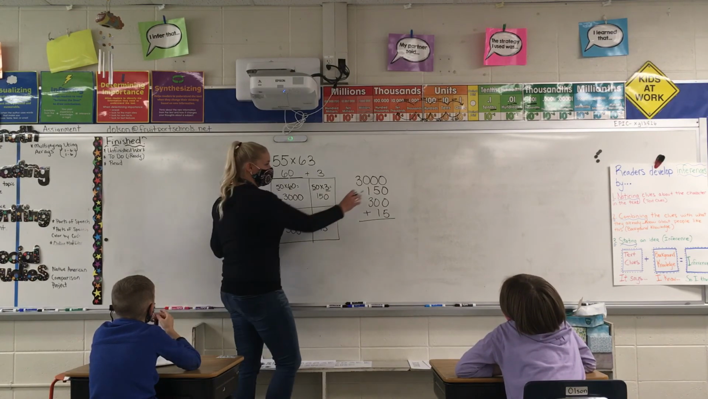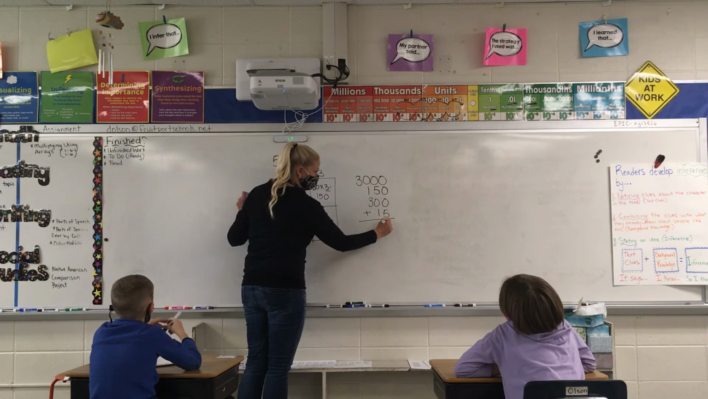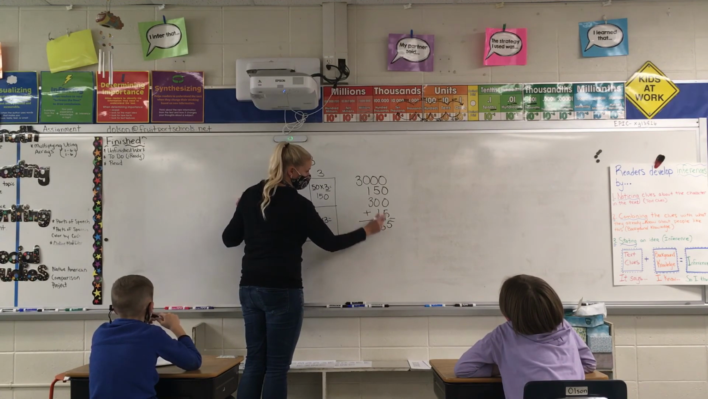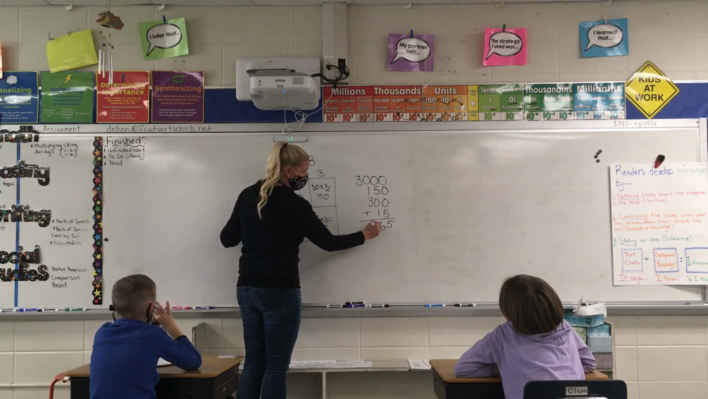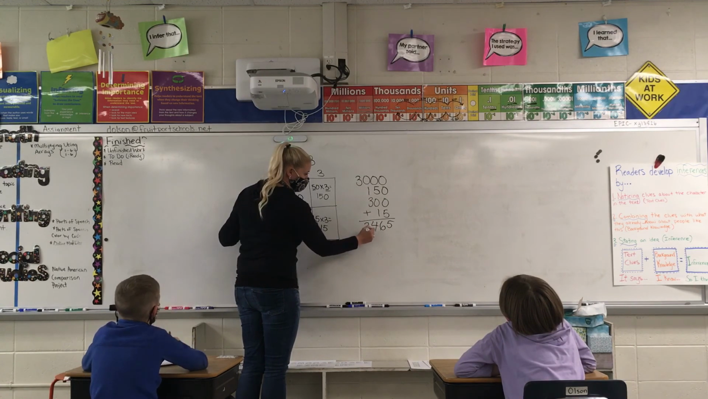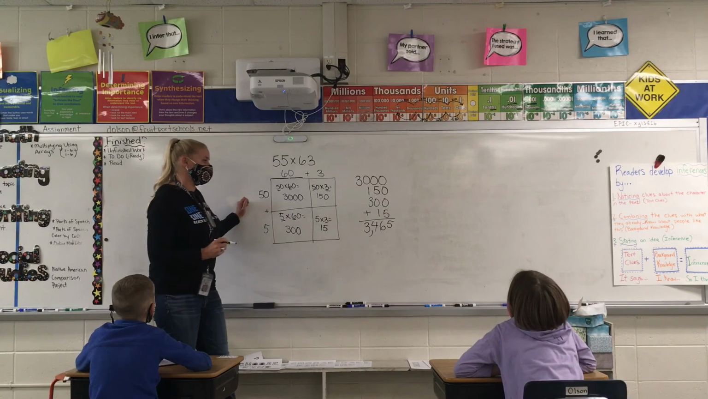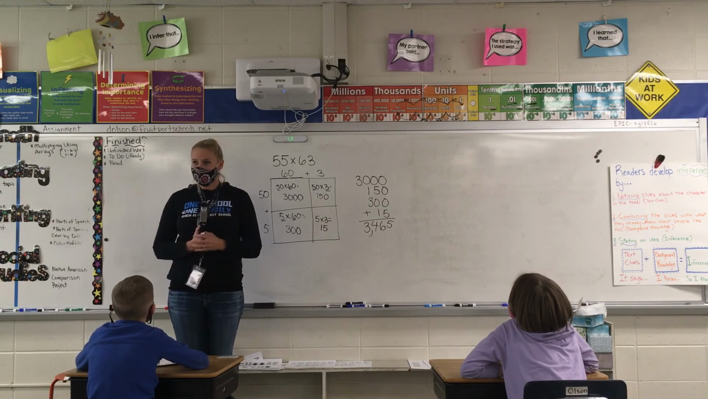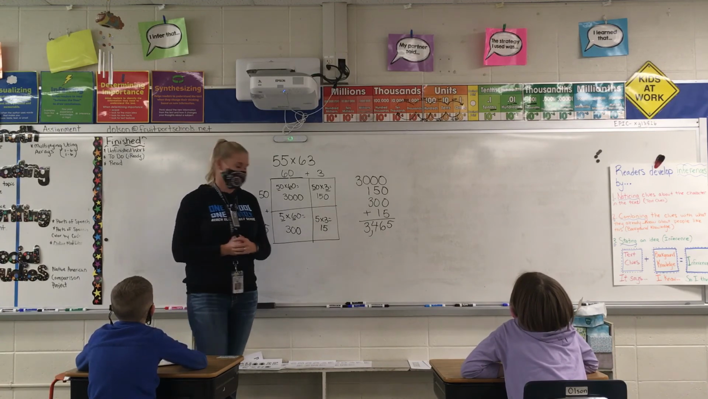Okay? So let's finish this one by adding up the columns. 5. Okay, 5 and 5 and 1 is? 6. 1 and 3 is? 4. And 3? So we have 3,465. Okay? You ready to try one on your own? Yes. Okay.